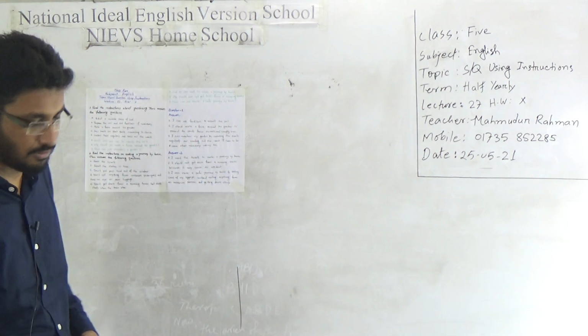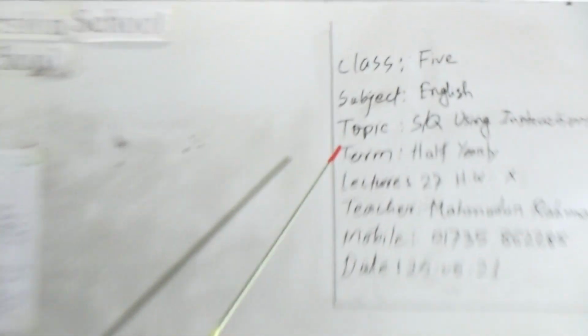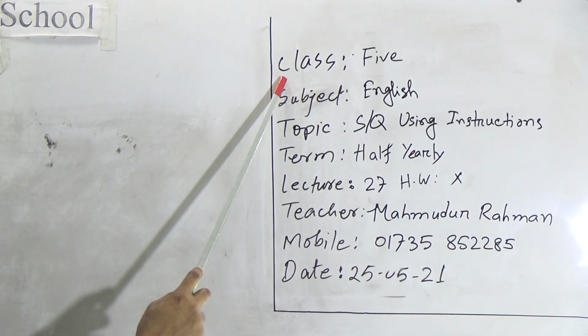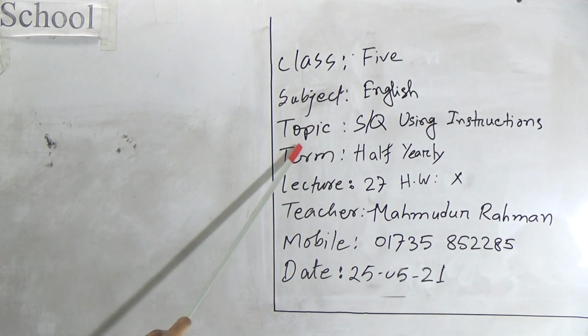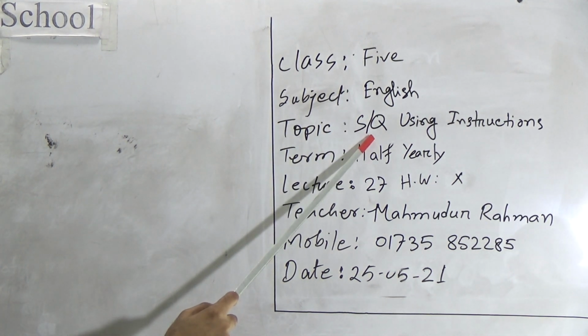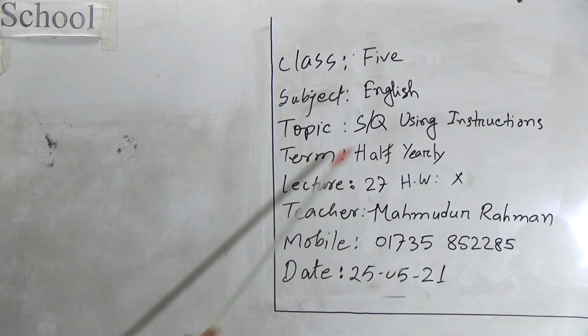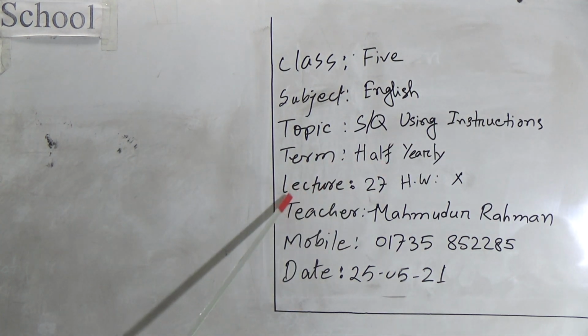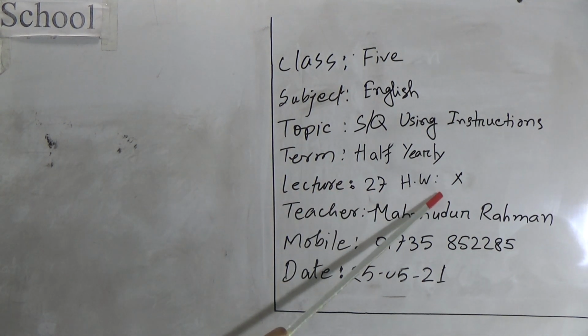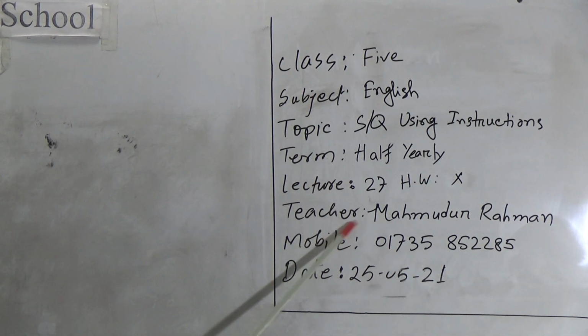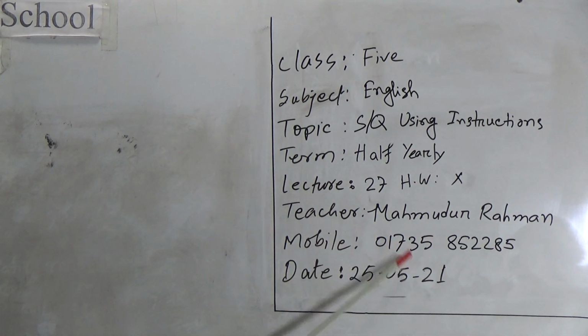Okay, let's look at the board at first. This is the class for the students of class 5, subject English, topic SQ or short question using instructions, term half yearly. This is your lecture number 27. I repeat again, this is your lecture number 27 and you don't have any homework for today's class. Teacher Mahmudur Rahman, and this is my phone number. Okay, let's start. We will learn 2 questions today.